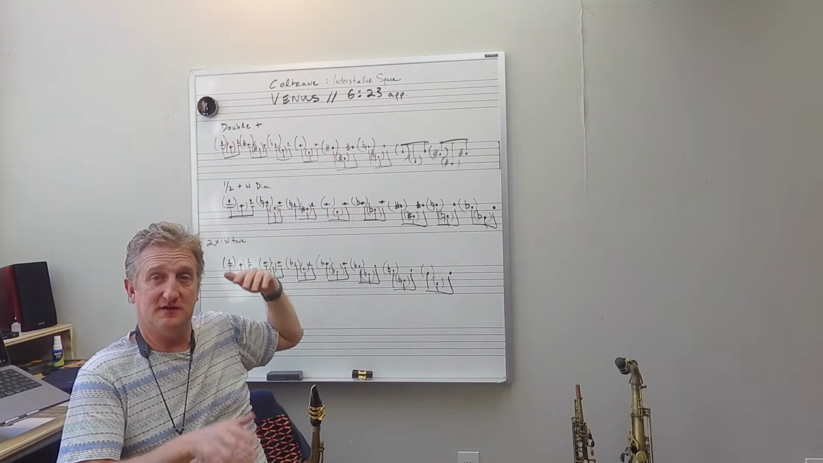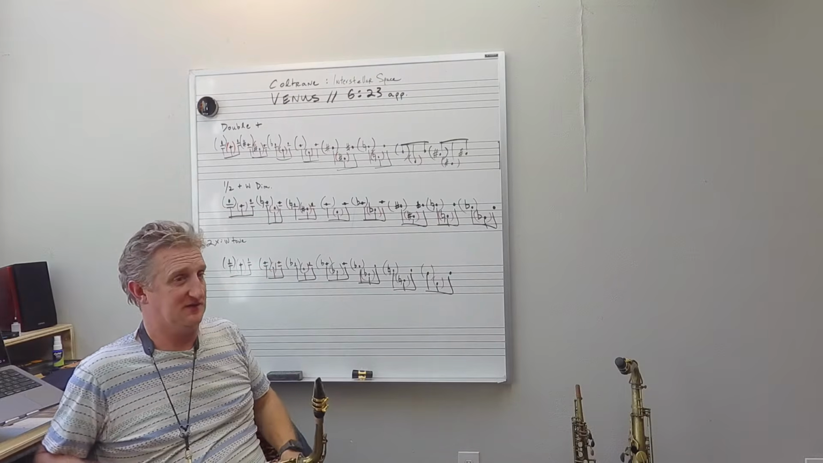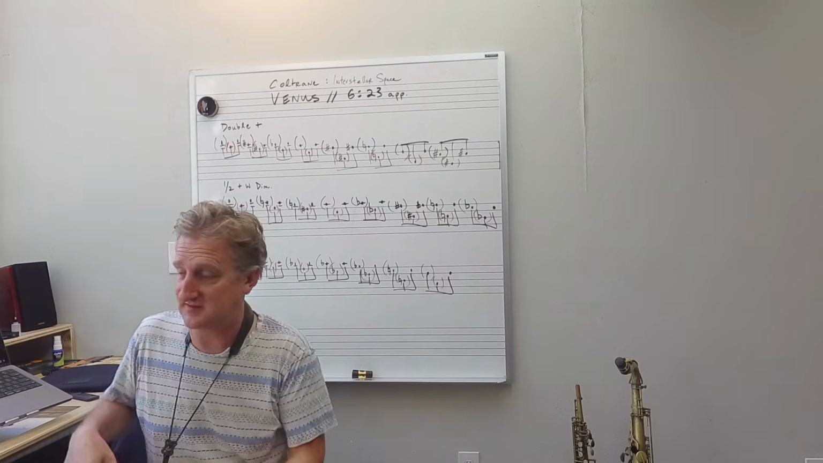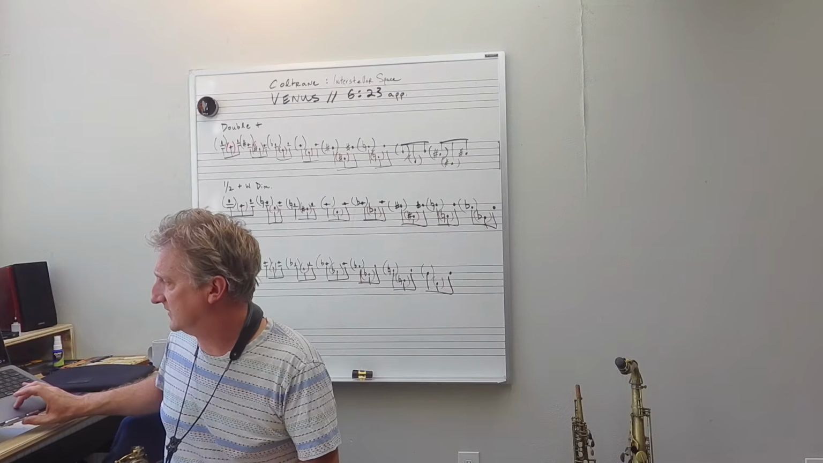But anyway, Venus at 6:23 is this top line here where he's going through this double augmented, there's two augmented scales happening at the same time, and they're divided by fifths. So let's take a listen real quick. Here's him playing it.